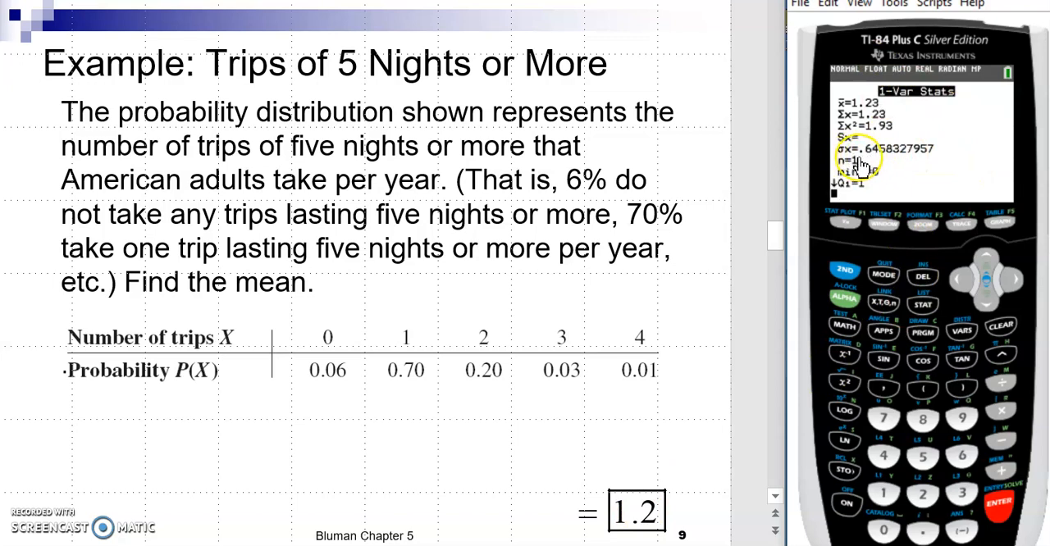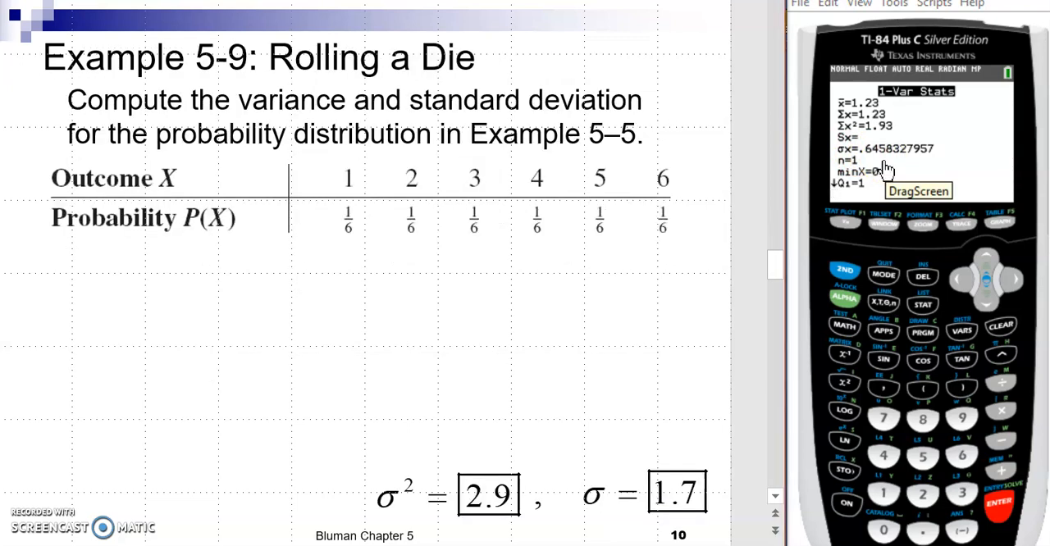And our standard deviation is 0.64583, and so on. So we would round that off also to 1 decimal place. Our standard deviation would be 0.6. Back on this problem with the variance and standard deviation in example 5-5, we can go back and enter our information in list 1, list 2, calculate 1 variable stat on the 2 lists, and this would be our standard deviation, but then we go back and square that answer, square the whole thing that you see in the calculator to get the variance.